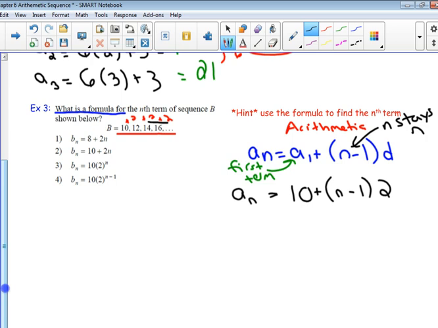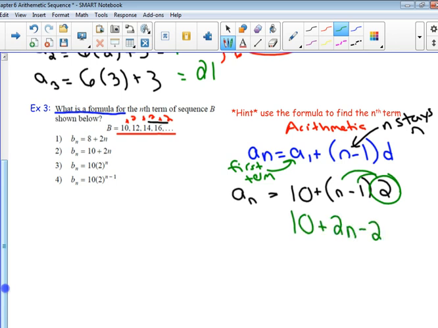So if we want to figure out what this formula is, we're going to have to take what's on the outside of our parentheses and distribute it through. It just looks weird because usually you guys see it in the front of the parentheses, not in the back. It's okay, as long as it's connected, we're still going to distribute. So 10 plus 2n minus 2.